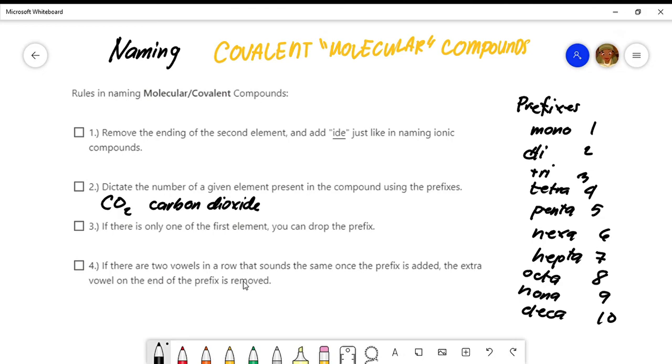We do not call this monocarbon dioxide, since rule number 3 states that if there's only one of the first element, you can drop the prefix. So we call this carbon dioxide since there's only one carbon. We leave it as it is. So if we have H2O, we have dihydrogen, 2 hydrogen atoms and 1 oxygen atom. So it's dihydrogen oxide.